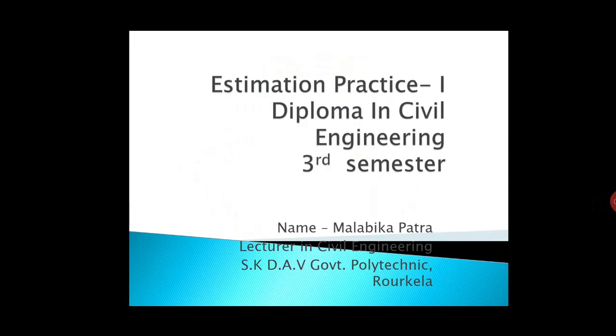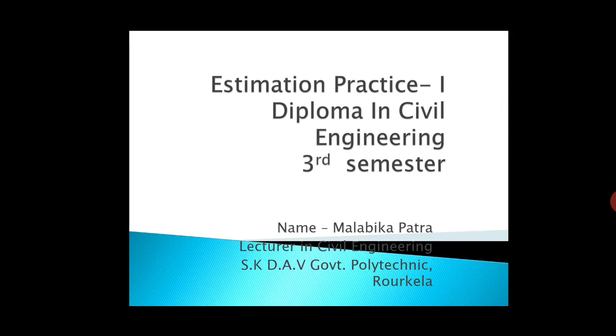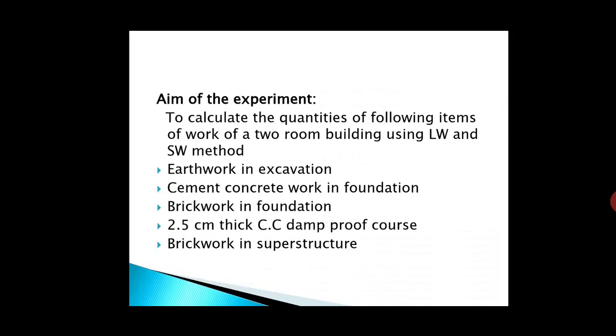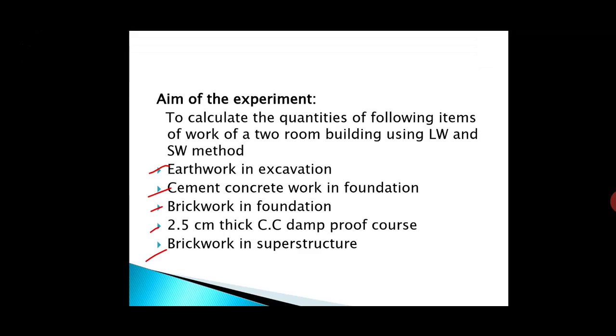So this is our first class on estimation practice 1 of third semester civil engineering. So let us do the first experiment. The aim of the experiment is to calculate the quantities of different items of work of a 2-room building using long wall and short wall method, that are earthwork in excavation, cement concrete work in foundation, brick work in foundation, DPC and brick work in superstructure.